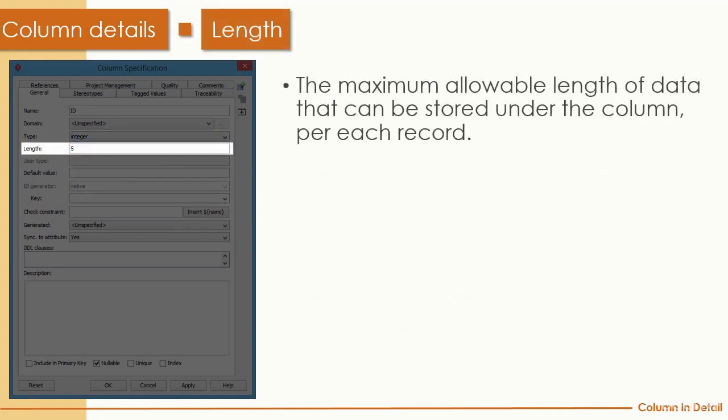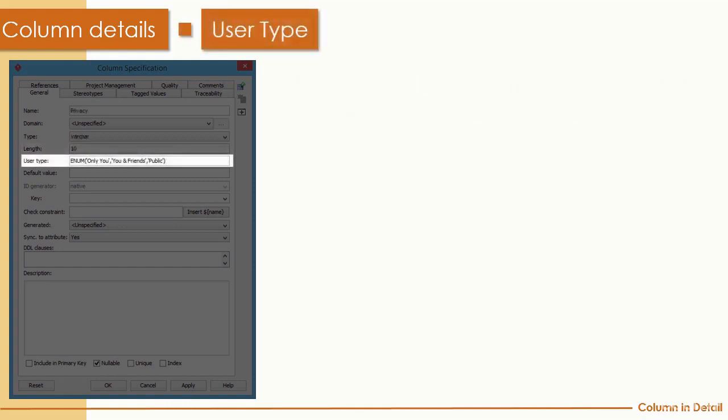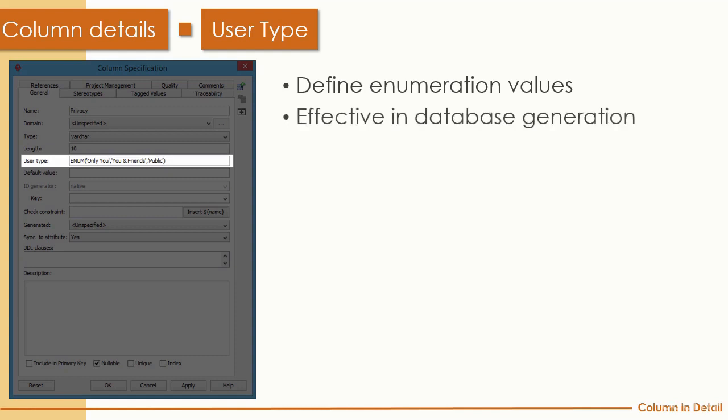And then you can configure the length. The length is about the maximum allowable data to store into that column. If you're talking about varchar, that means how many characters you can put into this column. The user type. User types is for you to define your own types rather than using the database built-in data type. For example, you use enum to build your own settings. And the user types are only effective when you generate the database.